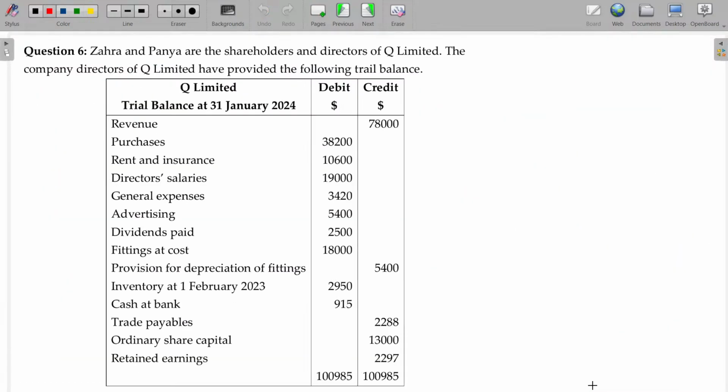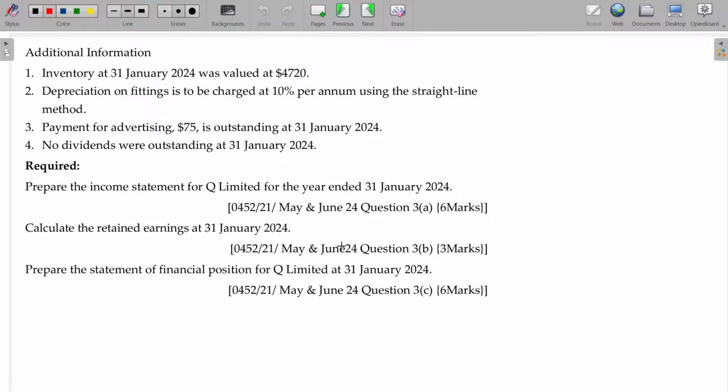Next question number 6. So prepare income statement, calculate retained earnings, statement of financial position for Q Limited. So you have to complete fully, even financial position also be prepared. Right.